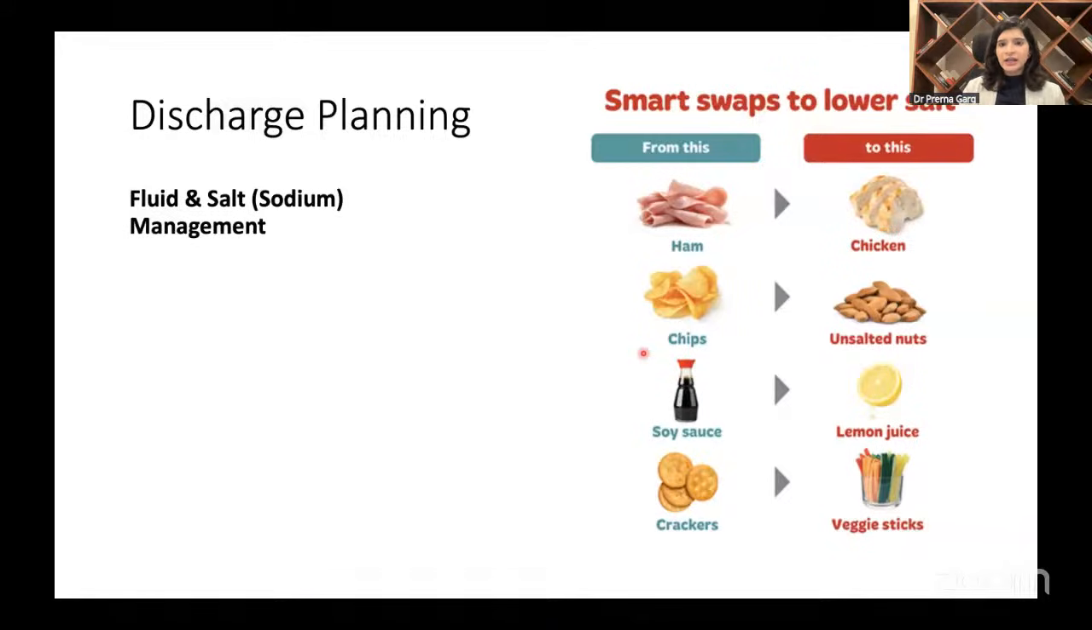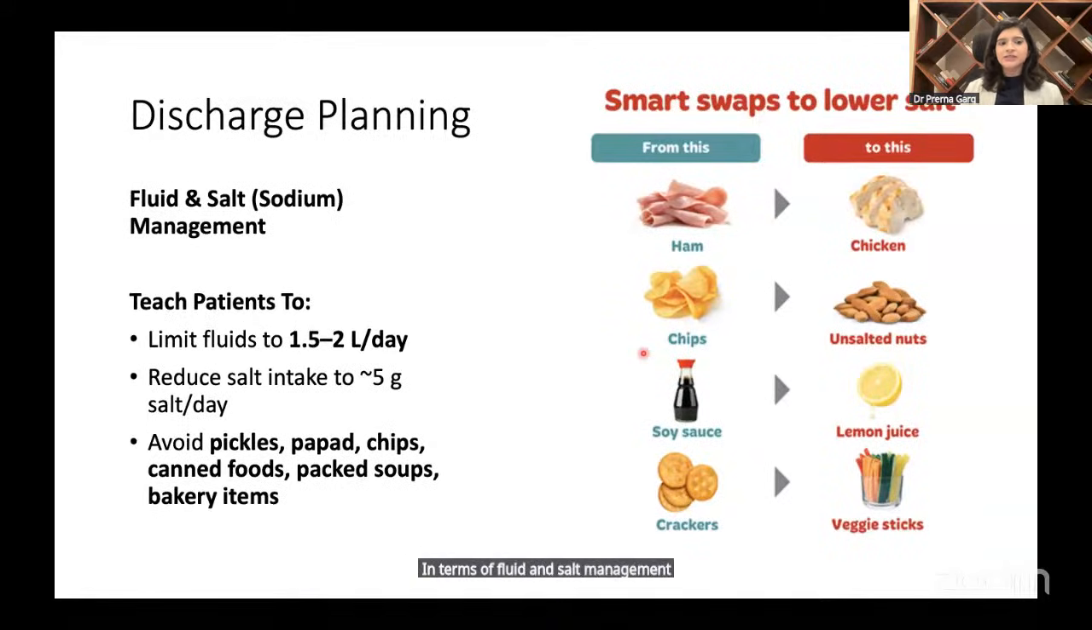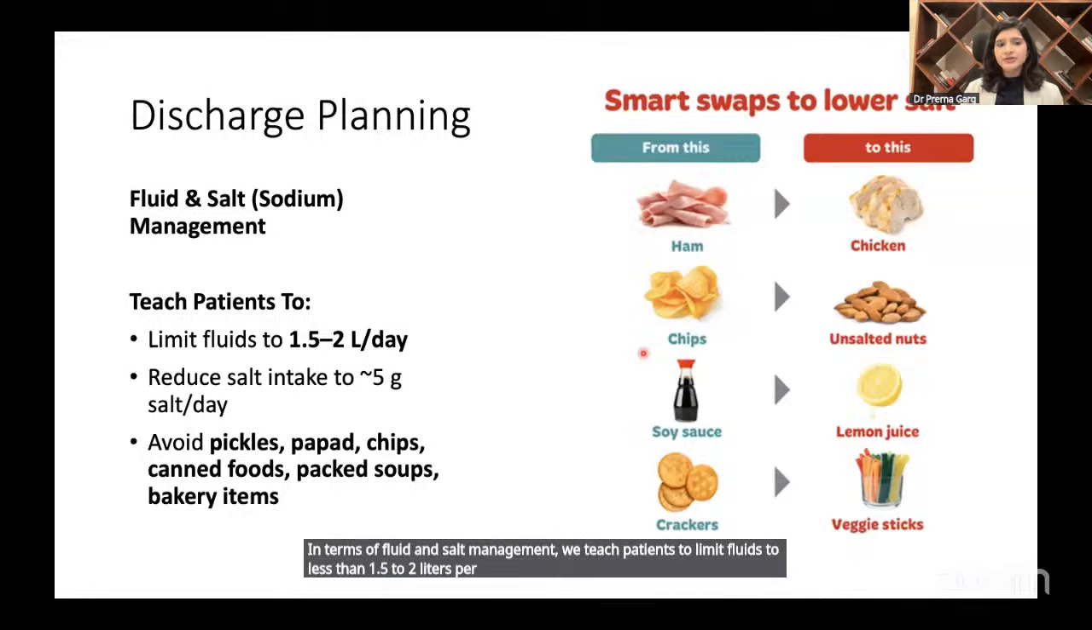In terms of fluid and salt management, we teach patients to limit fluids to less than 1.5 to 2 liters per day and reduce salt intake to less than 5 grams per day. For this, we advise them on foods which have a high concentration of salt.